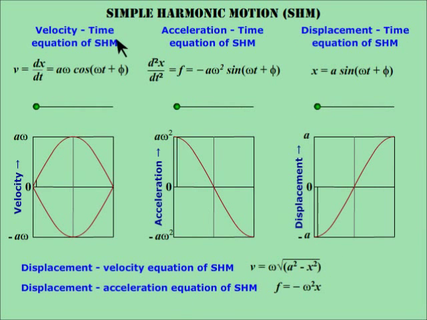Velocity time equation of SHM. This equation is a cosine function. Velocity is 0 when omega t plus phi equal to plus minus pi by 2, that is displacement equal to plus minus a, and velocity is maximum when omega t plus phi equal to 0 where x equal to 0 and the maximum velocity is equal to a omega.